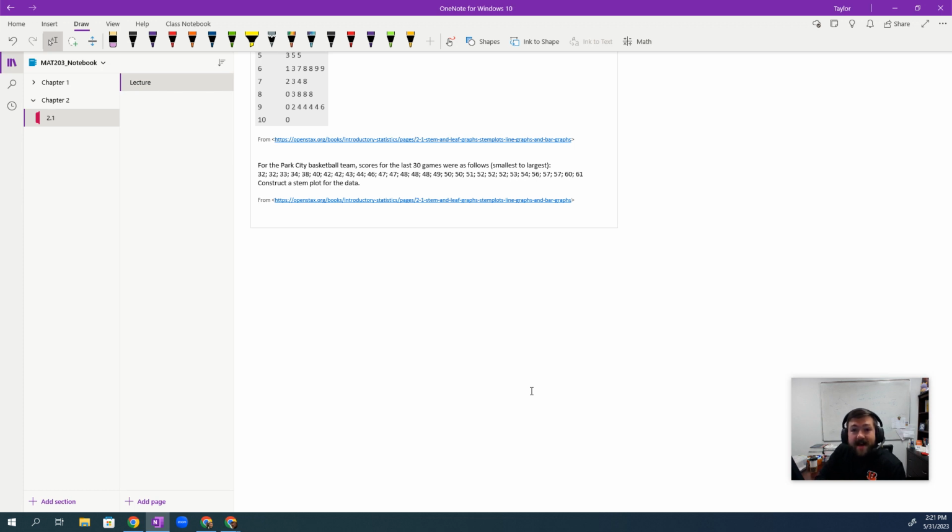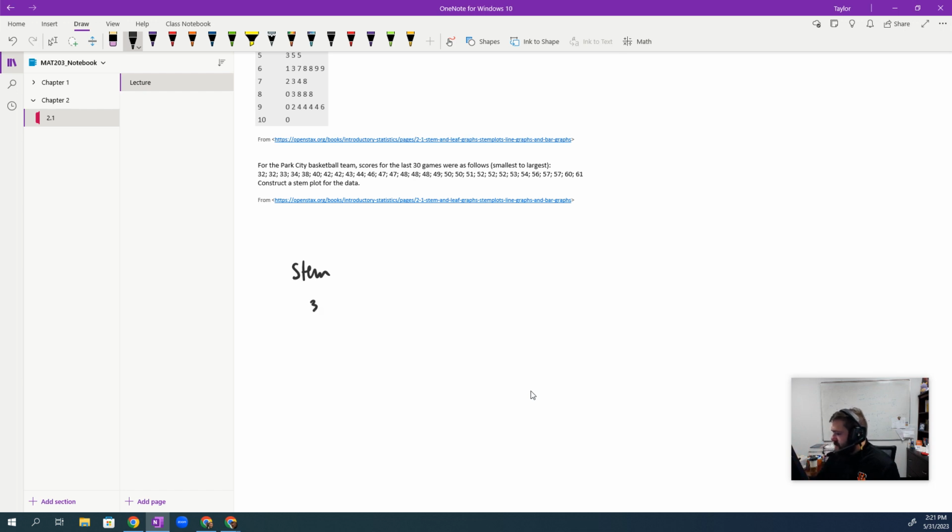I want to emphasize it is not always tens place is the stem, ones place is the leaf, right? It just so happens that this data and the previous example were like that. It depends on the data that you're using. You've got to think about what makes the most sense, what's going to organize the data. The whole point is to organize the data in a way that helps you understand it better, right? So, okay. I have my stem here.